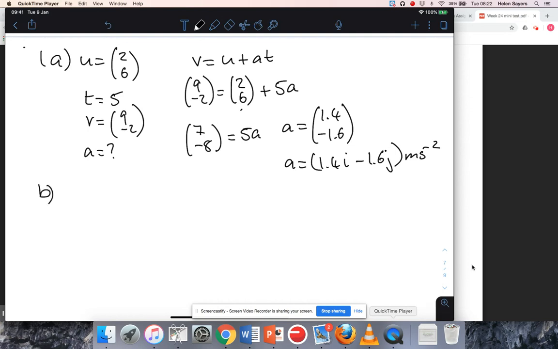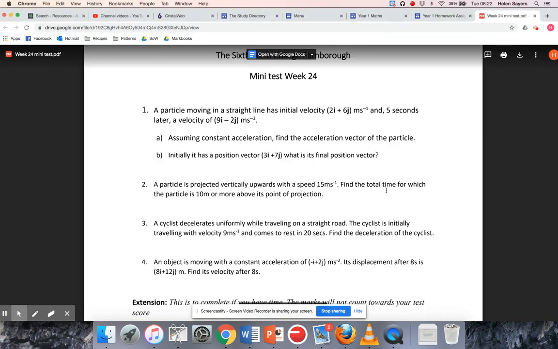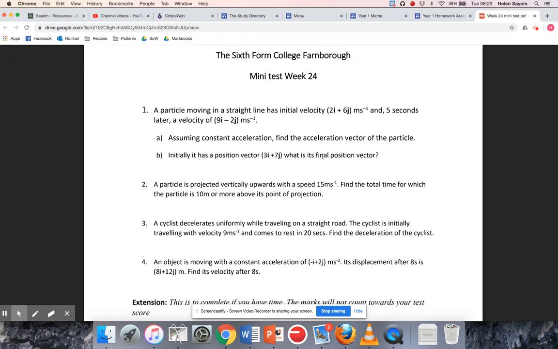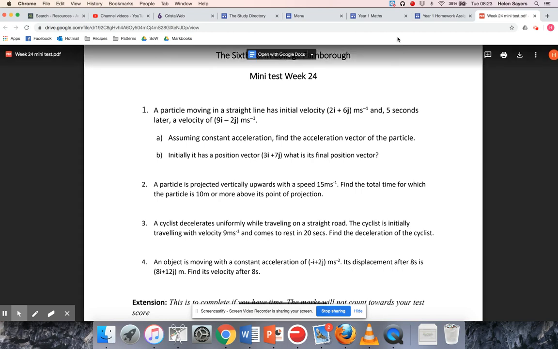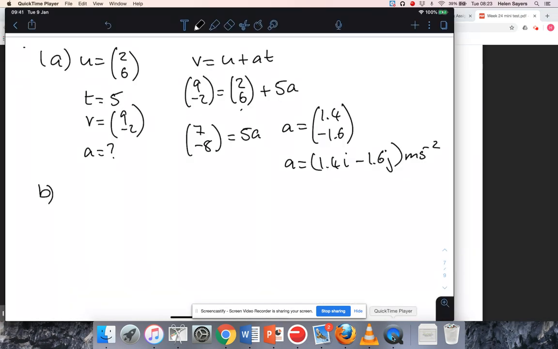Okay, so part B was talking about its position. So it wanted its final position. So its final position is going to be related to how far it travels, its displacement. So go back to my Suvat equations. And I've actually got everything now I need to find s, but I'll stick to the information that's given to me in the original question.